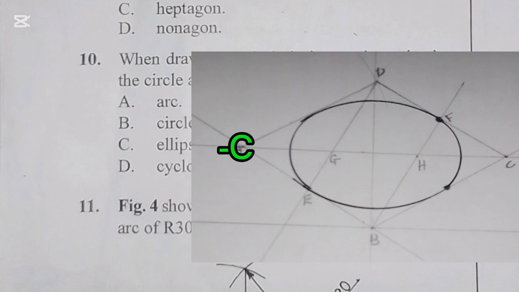So if a circle, a perfect circle that is equidistant from the center, is tilted at an angle of 30 degrees, that is in isometric view, we are going to have what is seen as an ellipse, as you can see on the screen.